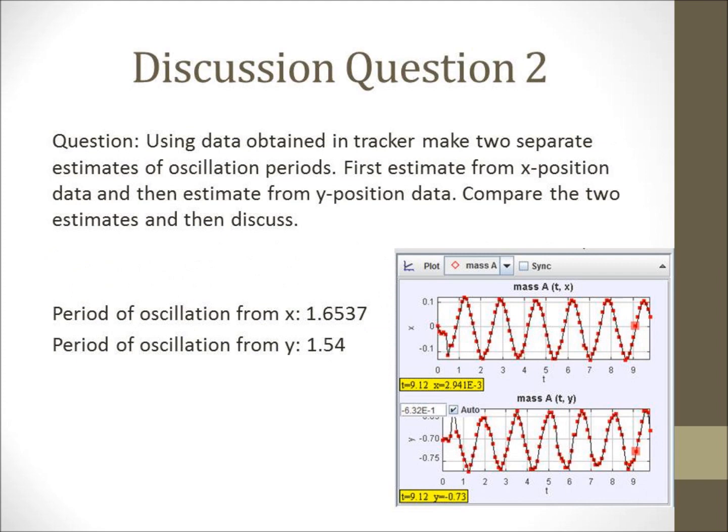Discussion question 2 asks, using the data obtained in Tracker, make 2 separate estimates of oscillation periods. First estimate from the x position and then estimate from the y position data. Compare the 2 estimates and then discuss.